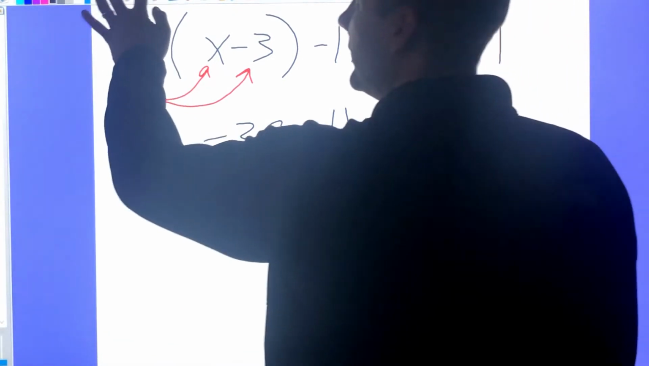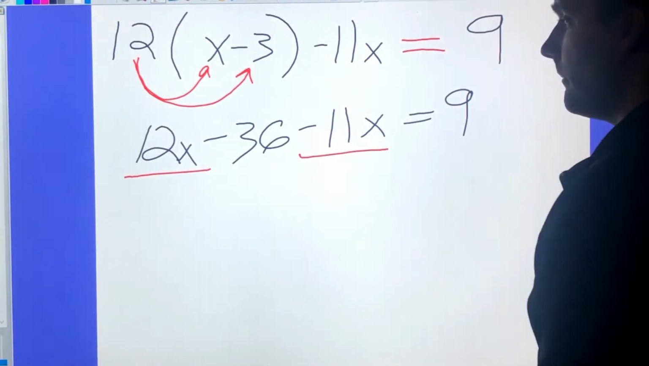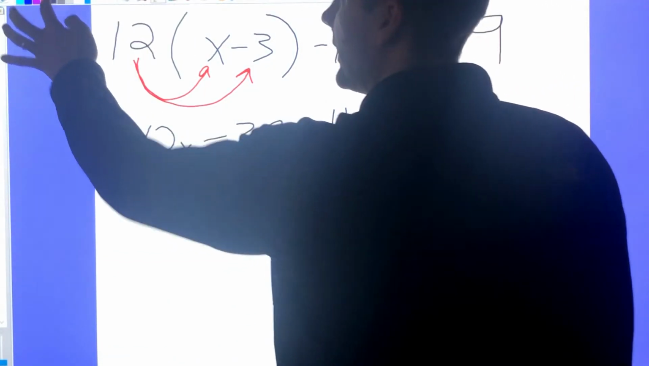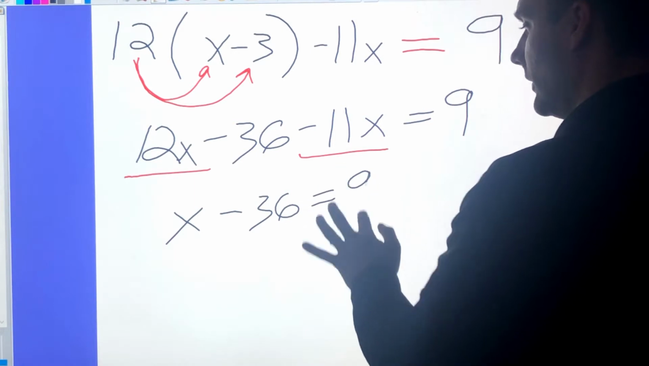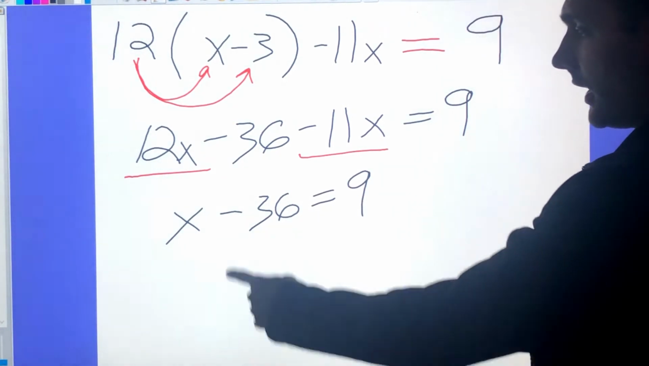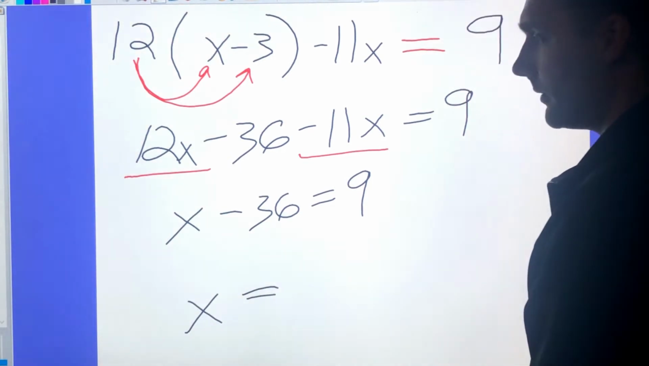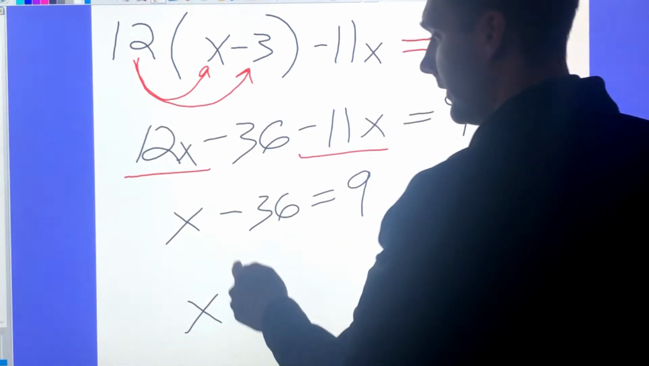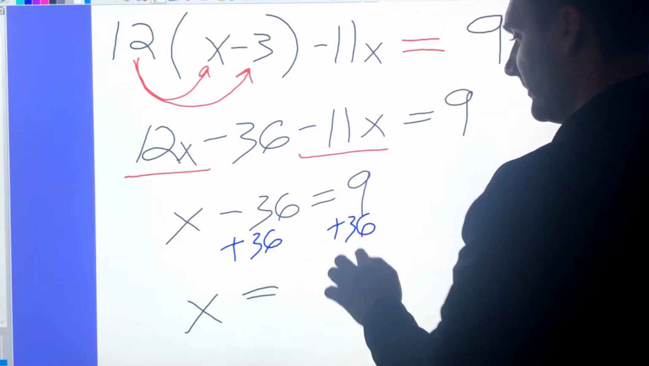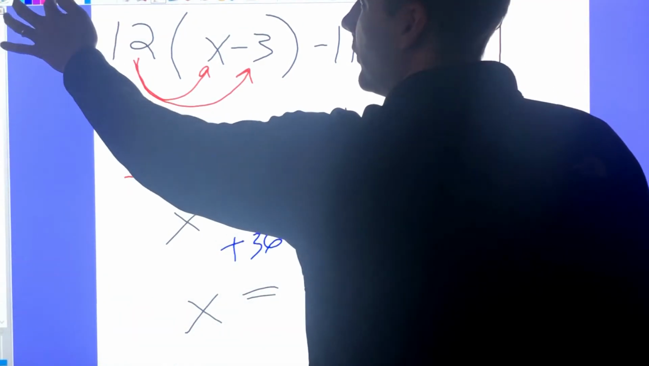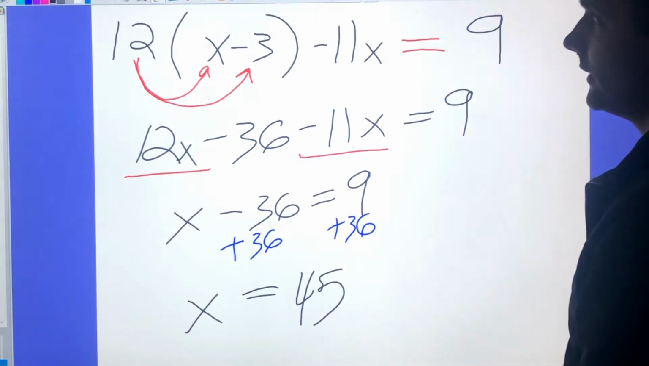Next thing we want to do is combine like terms. So I have a 12x and a minus 11x. That's going to give me just an x minus 36 equals 9. And the last thing I need to do is to get x by itself. I want this to be an x equals problem. So what's the opposite of subtracting 36? That's adding 36. And that gives me a 45. So now I have x equals 45.